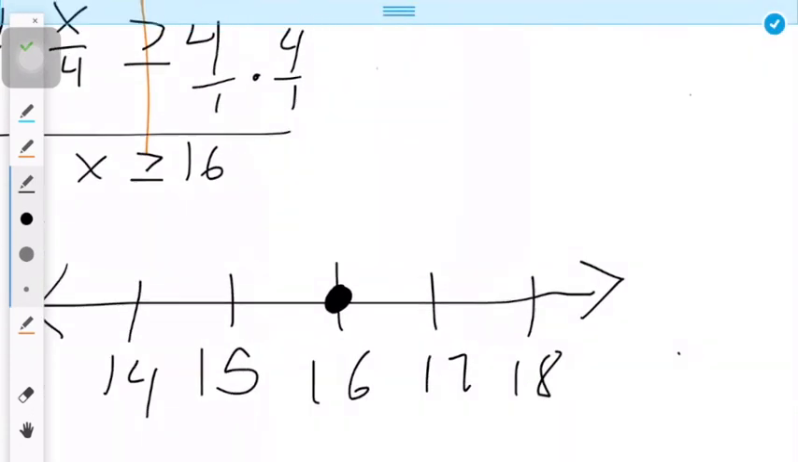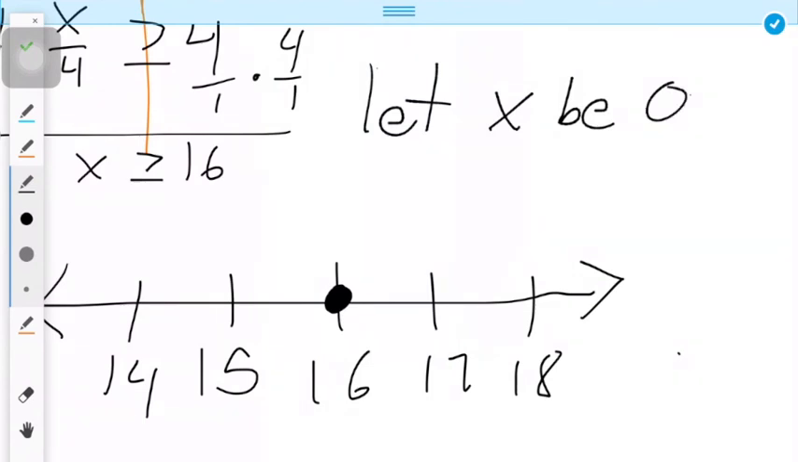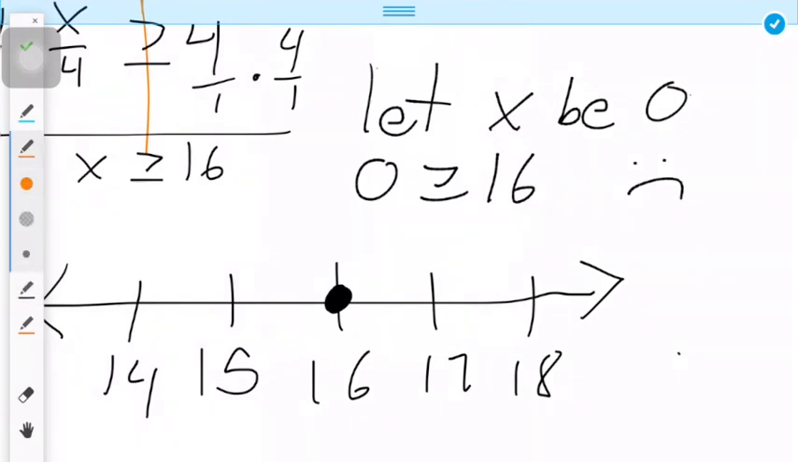In order to determine what this is going to look like, I'm going to want to let x be 0. So now I have 0 is greater than or equal to 16. And unfortunately, this is not true. So I'm going to point my arrow away from 0. 0 is over in this direction here. So I'm going to have my arrow pointing this way.